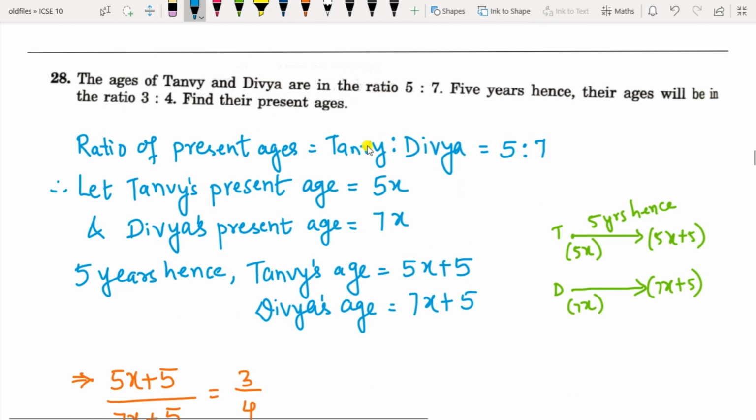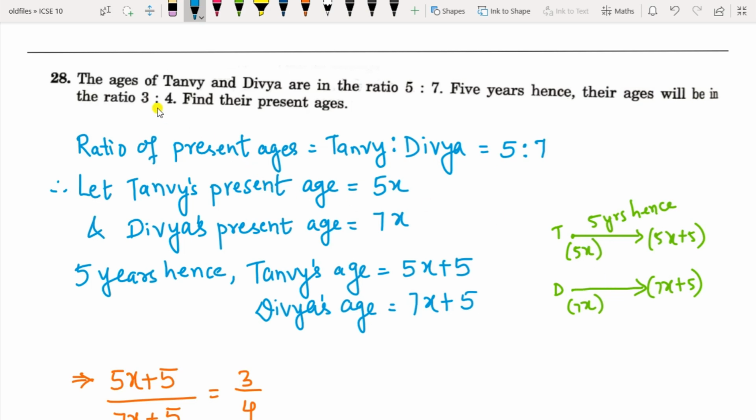Question 28. The ages of Tanvi and Divya are in the ratio 5:7. 5 years hence, their ages will be in the ratio 3:4. Find their present ages. So let the ratio be 5:7, so their present ages will be 5x and 7x respectively. For 5 years hence, you have to add 5 to the present age. So it will be 5x plus 5 and 7x plus 5. That is the age 5 years hence.